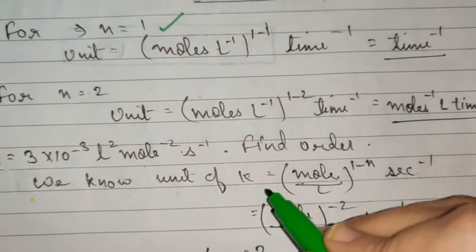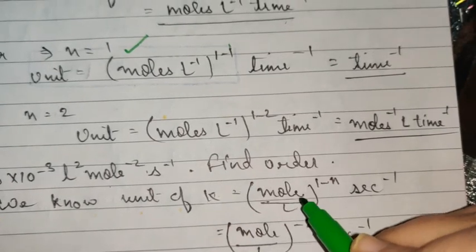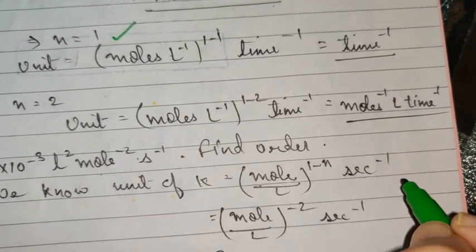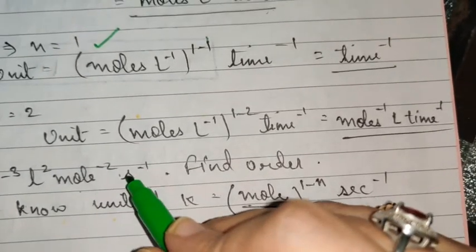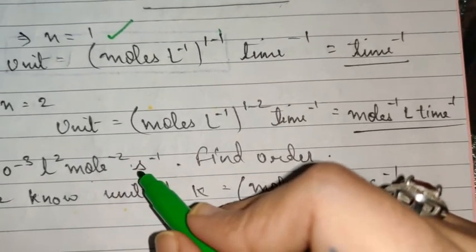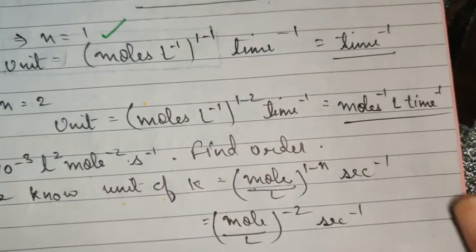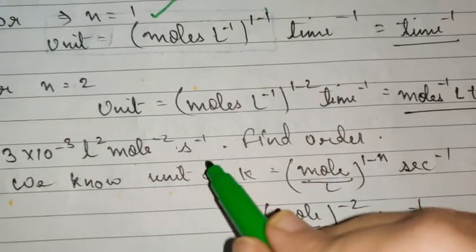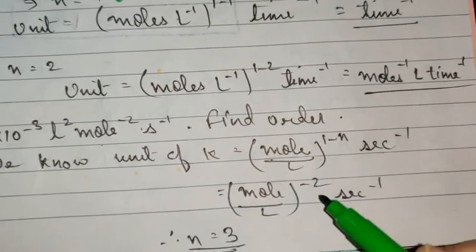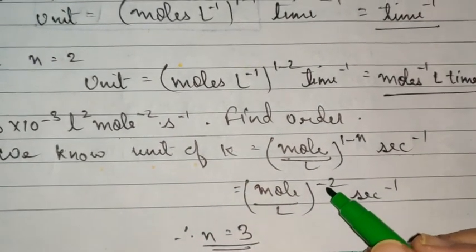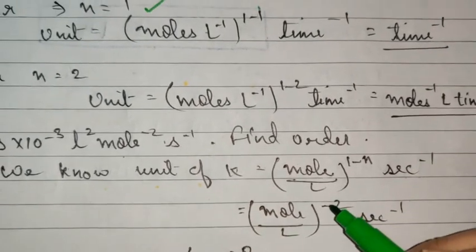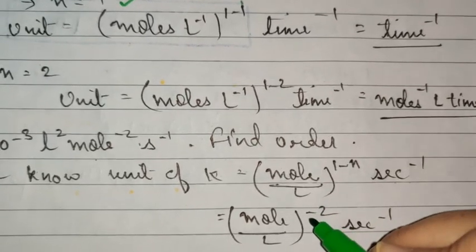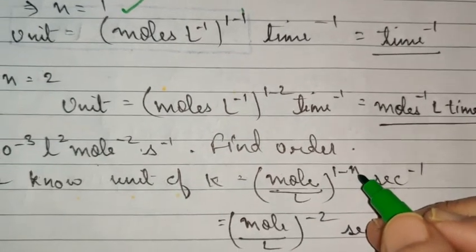So we know that the unit of K is moles per liter raised to the power 1 minus n, second inverse. Why have I mentioned second here? Because you can see that in the question we have time in seconds. So according to the unit of K mentioned here, the value over this expression should be minus 2, right? So to make this value minus 2, what should be the value of n here?